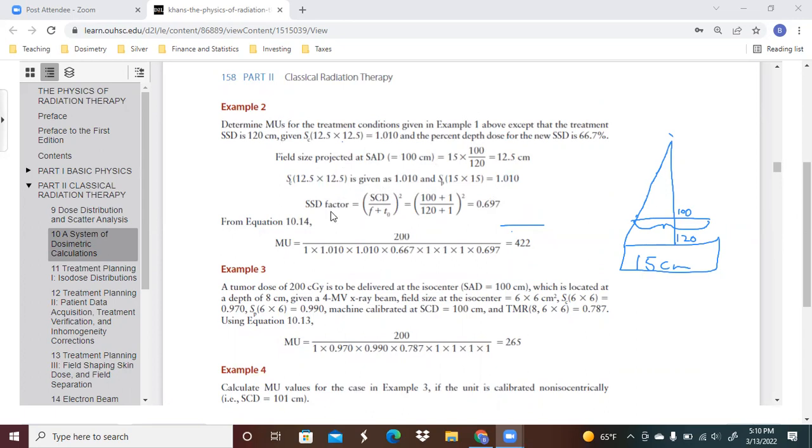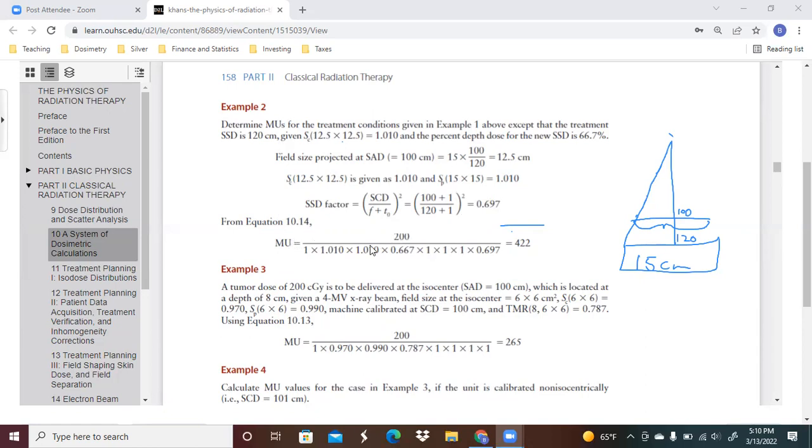Also, the SSD factor, or inverse square factor here, we've got the source to calibration distance, which again is 100 plus 1, 100 for where it's calibrated at, the 1 for the maximum for a 4 MV. And we're actually going to be treating now at 120. So that's why it's 100 plus 1 on top and 120 plus 1 on the bottom. You take that ratio and you square it, and this is the number you come up with.